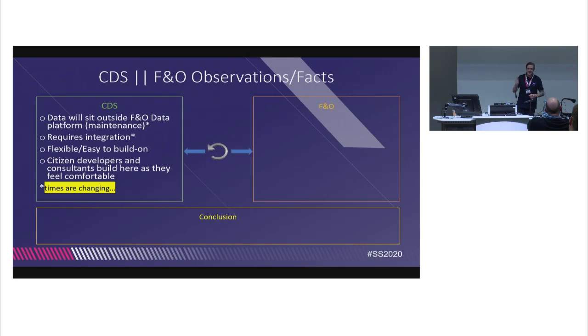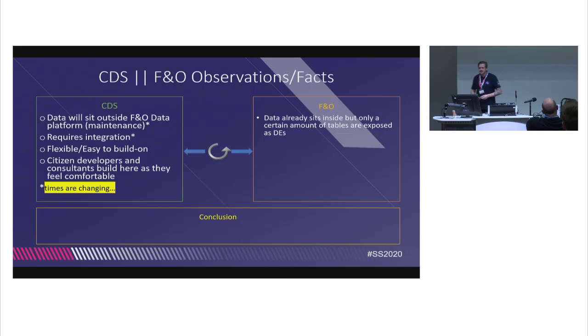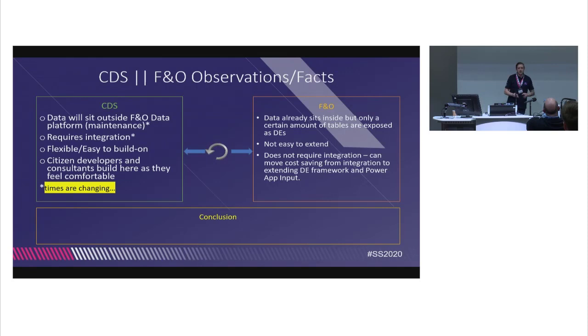Finance and operations. The data already sits inside finance and operations, and they are exposed via the connector as data entities. However, data entities aren't really easy to extend in that system developer frame set, where you're actually saying, hey, I just want to click and point and click, job done, move on, like you do in the CDS. It actually can be quite expensive. So what you're doing is, if you're not using the CDS and you're extending F&O, you're kind of replacing the cost that you would use for integration into actually extending finance and operations. And we're going to talk about that on the next slide, actually.